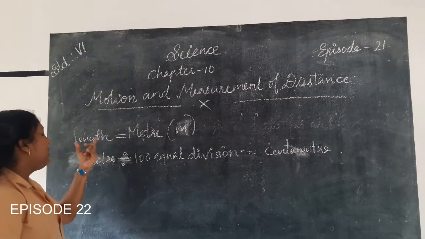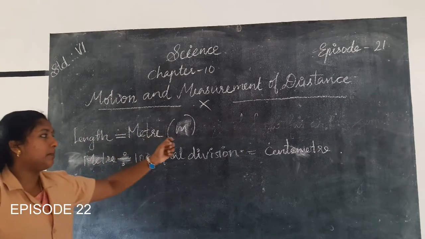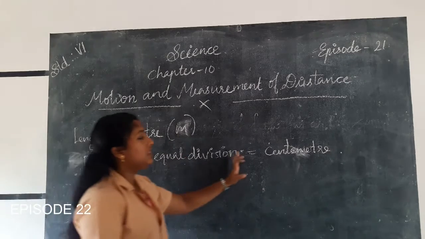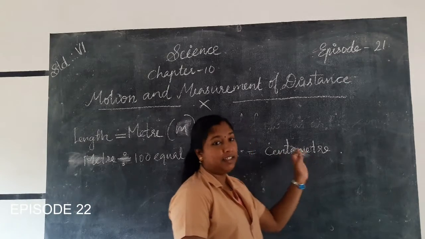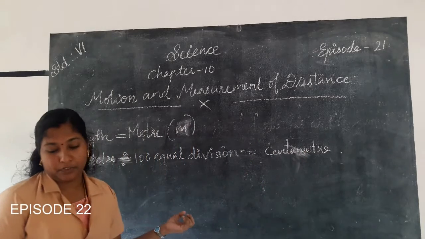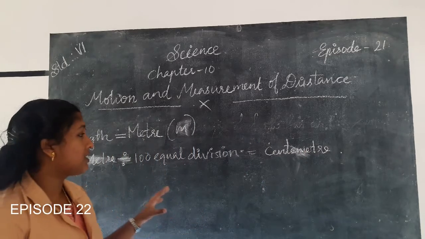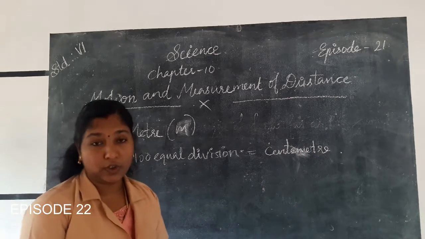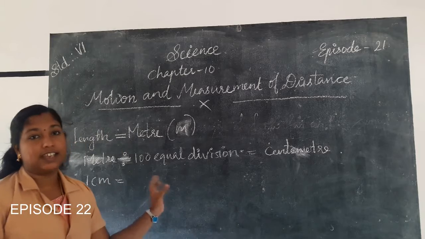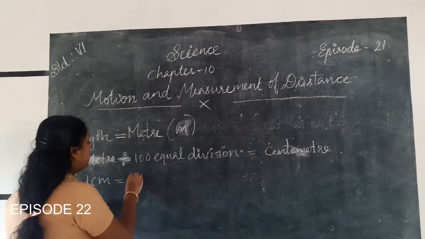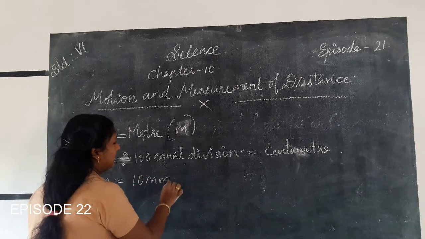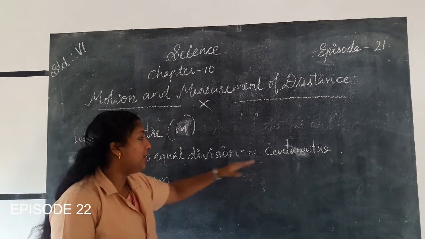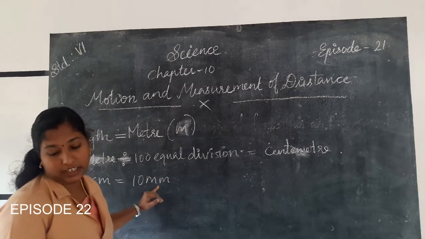Once again, the SI unit of length is meter. It is denoted by the letter small m. Then each meter is divided into 100 equal divisions, which is called centimeter. Then each centimeter contains 10 equal divisions. That is 10 millimeter. Again, a centimeter can be divided into 10 equal divisions. That is millimeter.